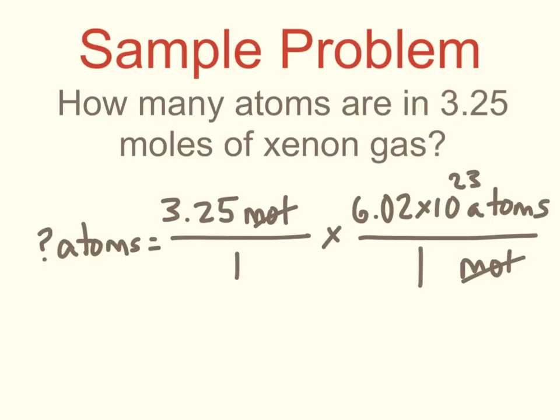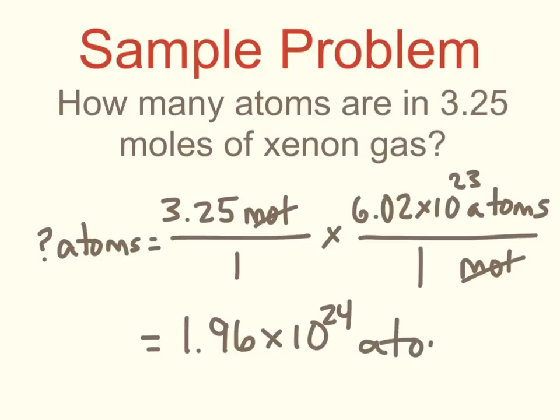Moles will cancel. To solve my problem, I take 3.25 times 6.02 times 10 to the 23rd, and I get 1.96 times 10 to the 24th atoms of xenon. Again, don't forget your unit at the end of the problem to have a complete answer.